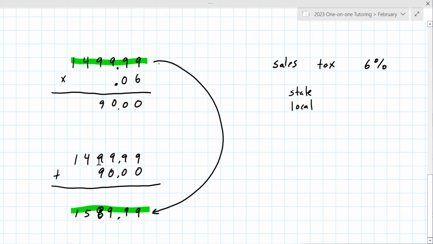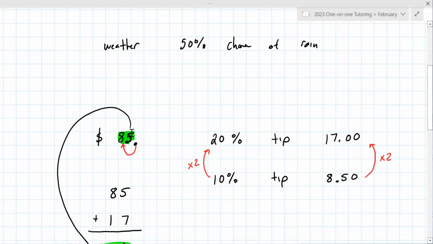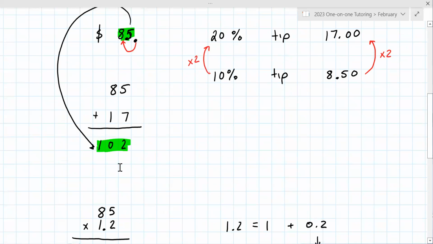How do we get the whole amount that we started with? 1.06. Okay, so the idea is that the 1 is the original amount, the 6 is the sales tax, but again, that gives you the total. It doesn't give you the tax that's on there. Just like in the previous example we did, if you multiply by 10%, you get the tip, or 20%. We might want the total.